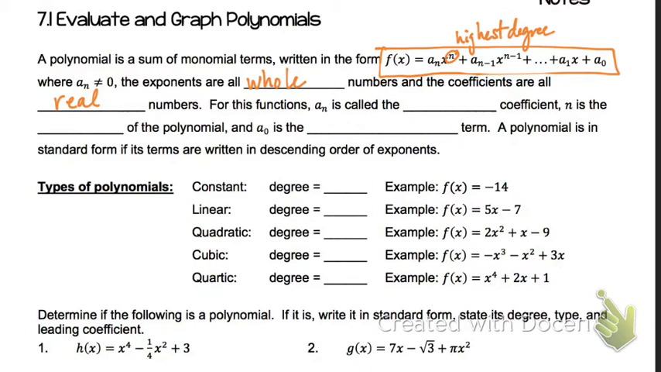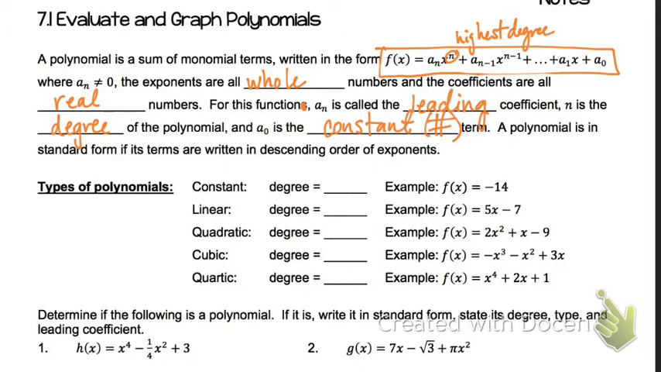For this function, a sub n is called the leading coefficient. Leading just means the first. n is the degree of the polynomial. And a sub 0 is the constant term, so it's just going to be a number. A polynomial is in standard form if its terms are written in descending order of exponents.